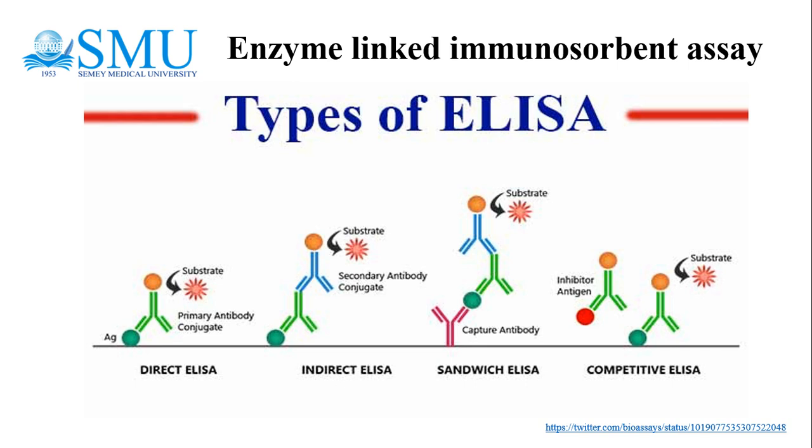Next, in indirect sandwich ELISA, the primary antibody and the capture antibody belong to different species, and the primary antibody is not labeled with enzyme. Another enzyme-labeled secondary antibody targeted against the primary antibody is added. Thus, it is more specific than direct sandwich ELISA.